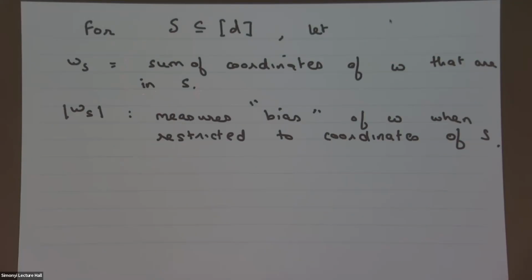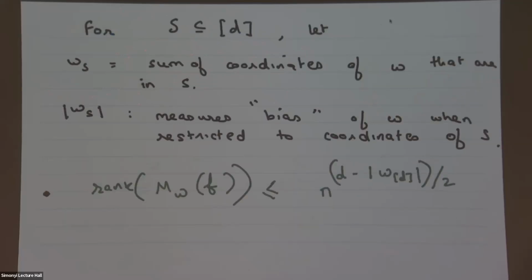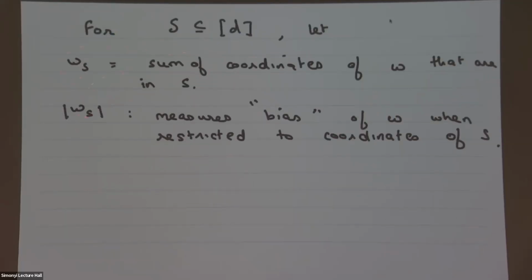Okay, so for any subset of the indices, we can look at each index for a +1 or a -1. For each subset of the indices, we can sum the +1s and -1s on that set. If the sum is 0, then that set has no bias, with equal pluses and equal minuses. But if the sum is large in magnitude, that means you have more pluses than minuses or more minuses than pluses. So this quantity measures the bias restricted to the coordinates of a set S.